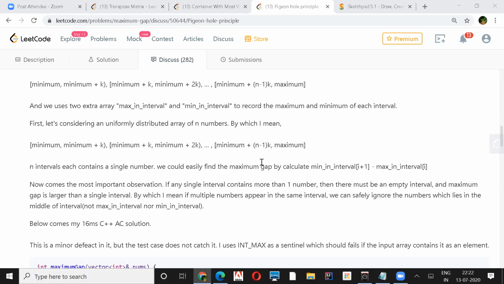But okay, both are possible. How do we know that's not going to solve the problem? Yeah. So either way you use it, it's not a problem, I think. But as long as this argument says what Uday was pointing out: if any single interval contains more than one number, then there must be an empty interval, and the maximum gap is always larger than a single interval, right? So that makes sense.